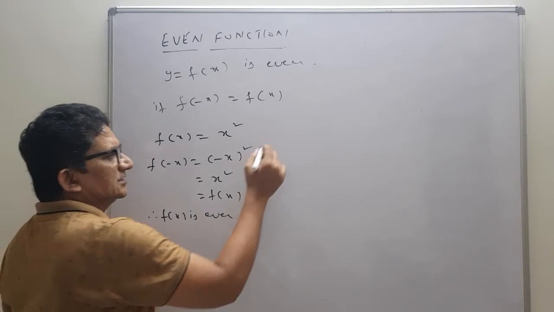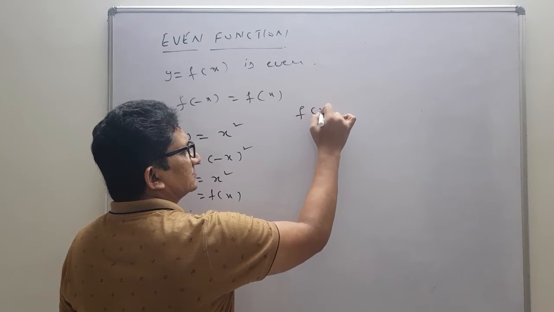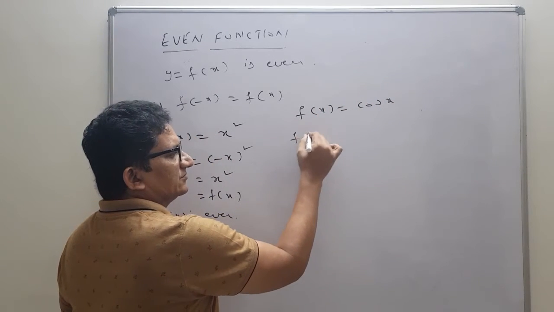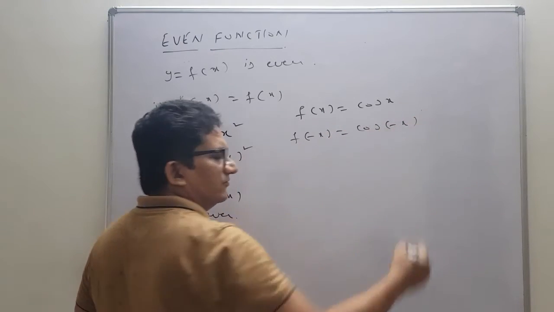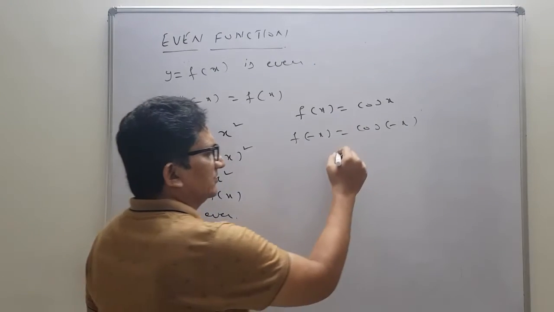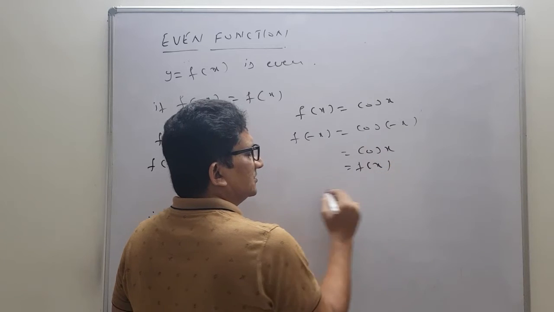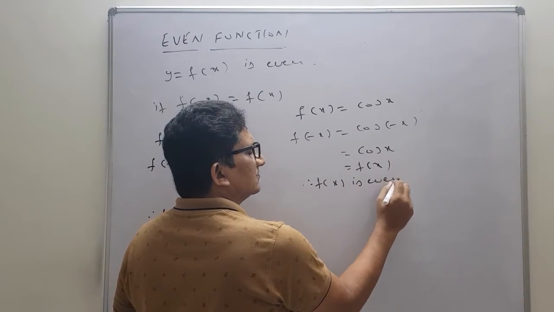Okay, next you can check one more example. I am taking f of x equals cos x. Now we will replace x with minus x, that is f of minus x, that is cos of minus x. We know that cos of minus angle is always positive, so we can write it as cos x. So this equals f of x. Therefore we can conclude that f of x is an even function.